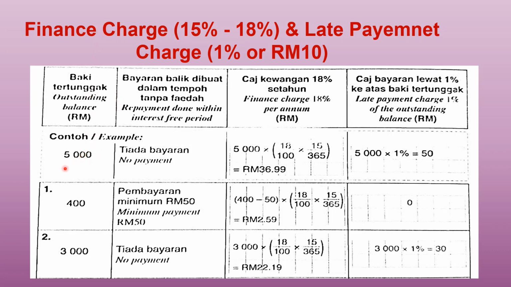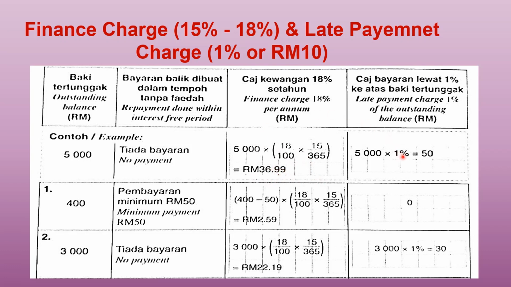The outstanding balance is 5,000. So no payment made within the interest-free period. So here is the interest charge. The formula is 5,000, the balance, times the finance charge 18 per 100, and times 15 over 365. 15 here means 15 days of interest-free period, and it is included in the formula. After you multiply, we will get RM36.99.